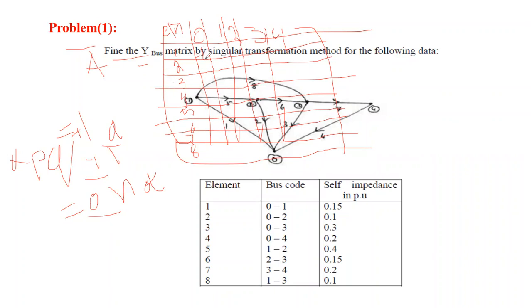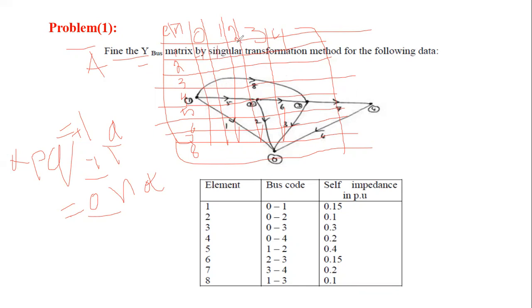Next, coming to node 1. The element 1 is away from node 1. While observing this, element 1's direction is downwards, so it is away from the node. Away means we consider it as positive.